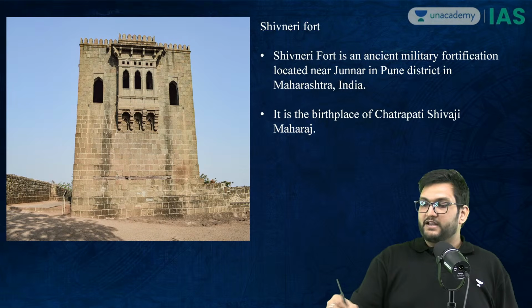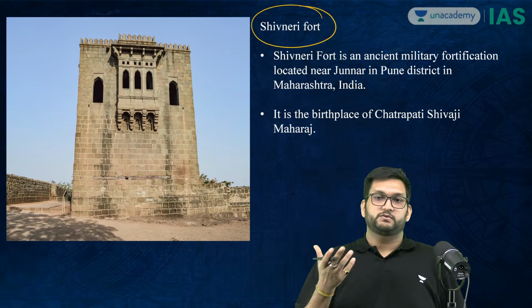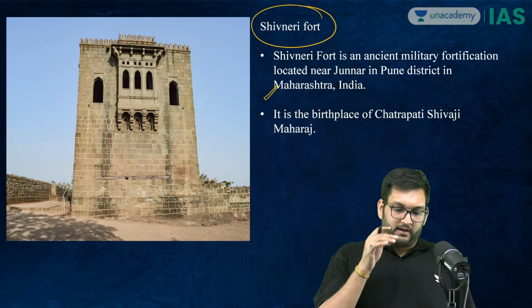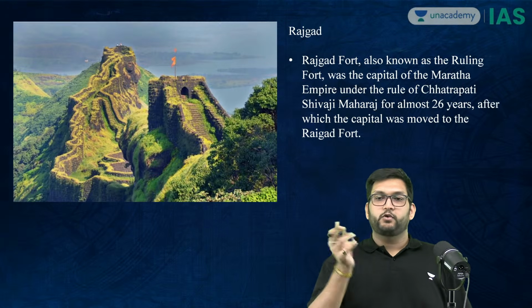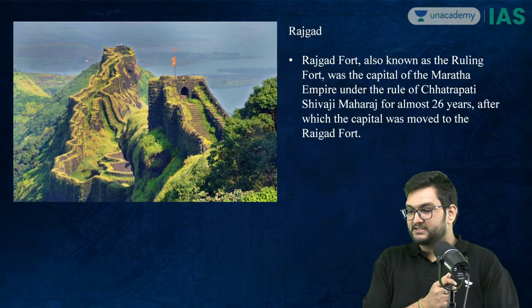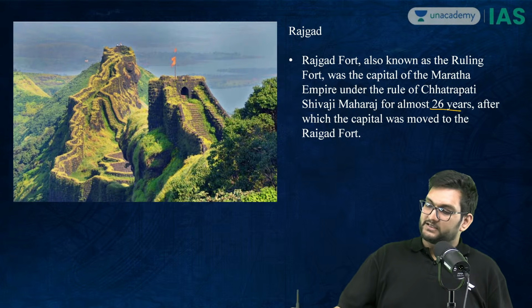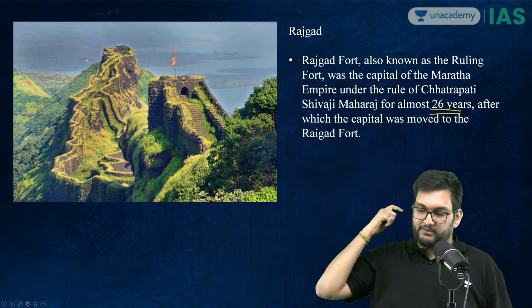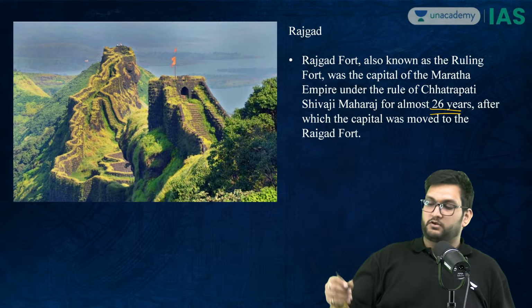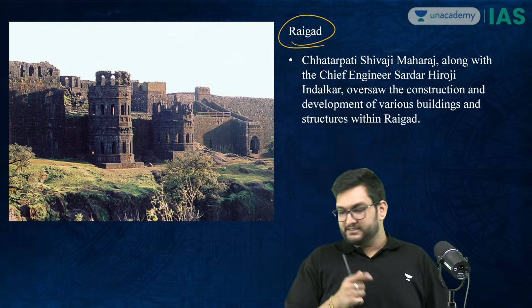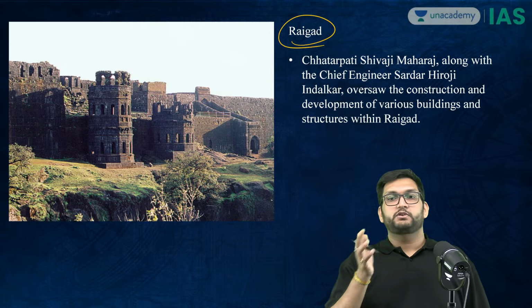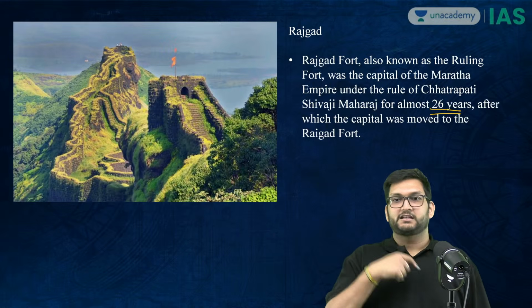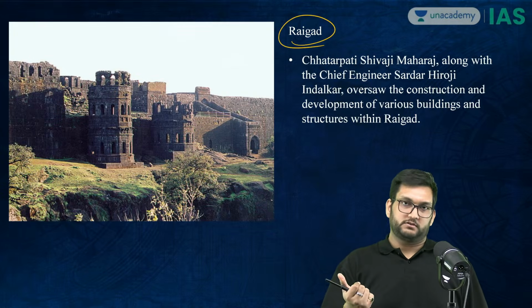Then Shivneri is where Chhatrapati Shivaji Maharaj was born. Very important fort because of its historical relevance. And then two forts which are the capitals. First is Rajgarh. For 26 years, it was the capital under Chhatrapati Shivaji Maharaj, and then it shifted to what is called Raigad. Remember this, very close names. So sometimes it becomes very difficult to differentiate between the two. Raj, Rai, you should know the difference also.